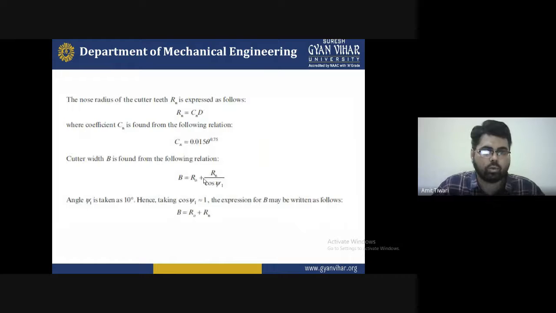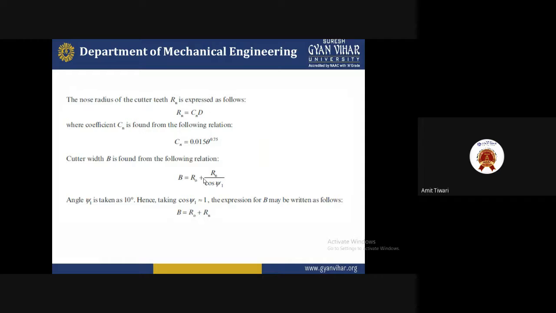The nose radius of the cutting teeth is expressed as follows: Rn is equal to Cn times D, where the coefficient Cn is found from the following relation: Cn is 0.015 theta to the power of 0.175. And the cutter width B is found from the following relation: B is equal to R0 plus Rn divided by cos psi n. The angle psi is taken as 10, and hence cos psi is taken as equal to 1.